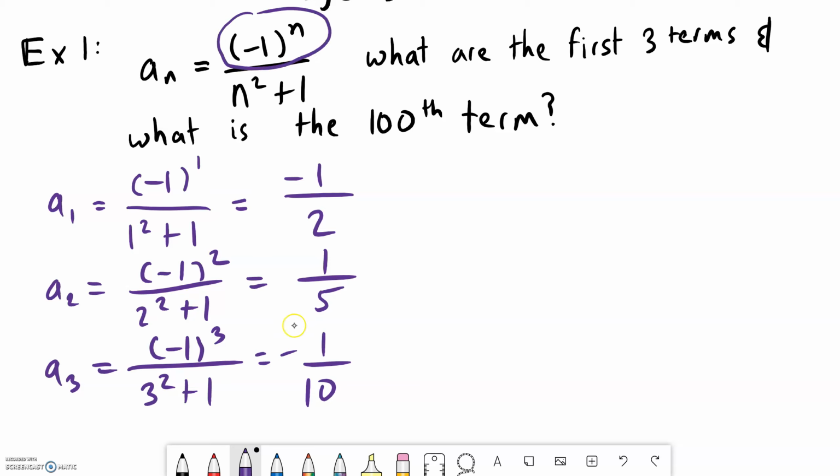A lot of problems deal with something like this. They have like this flip-floppy term right here. And this is one example of it. And we'll see this a lot when we're looking at series and sequences, but mostly series.